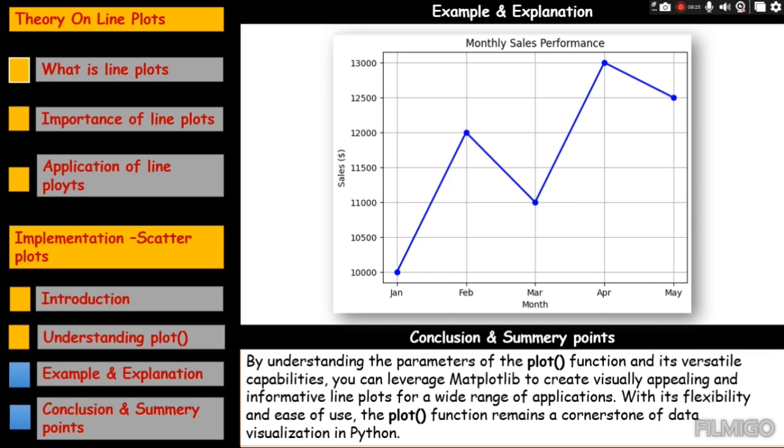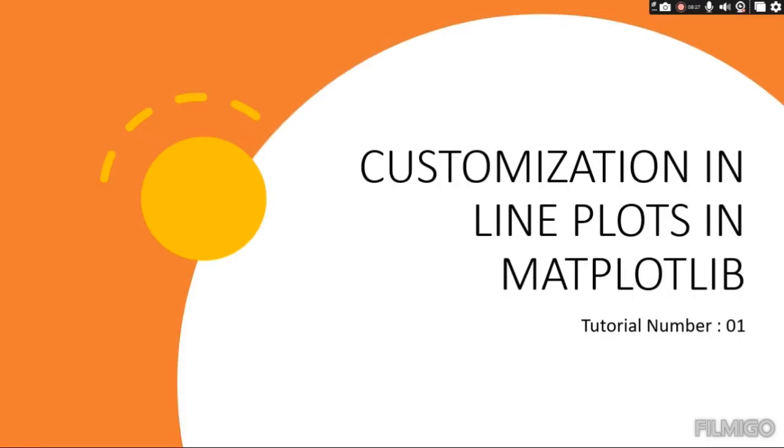Until now we have seen what a line plot is, the importance of line plots, and applications of line plots. We also saw implementing a line plot using the plot function. And we saw the parameters for this plot function and did a small example on this. We learned that using these parameters we can make line plots more beautiful.